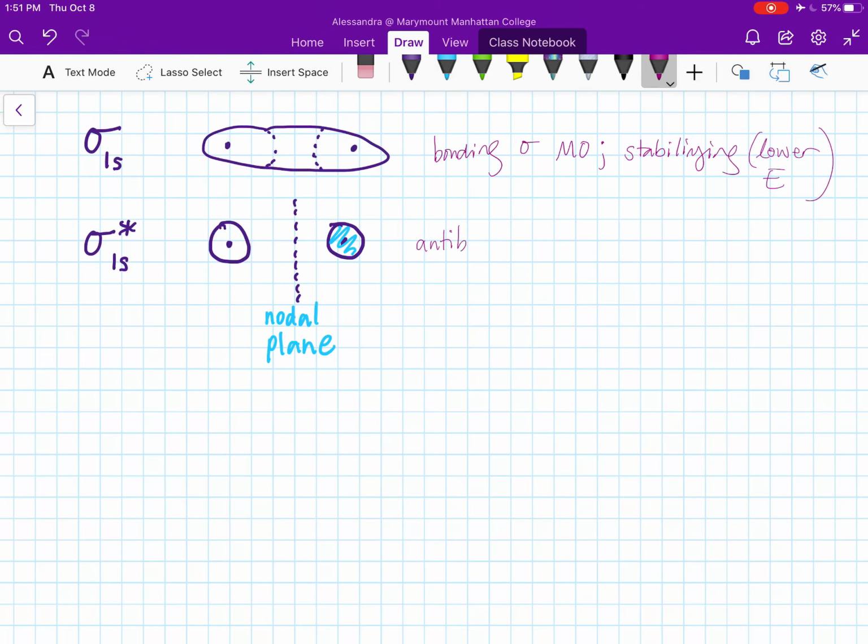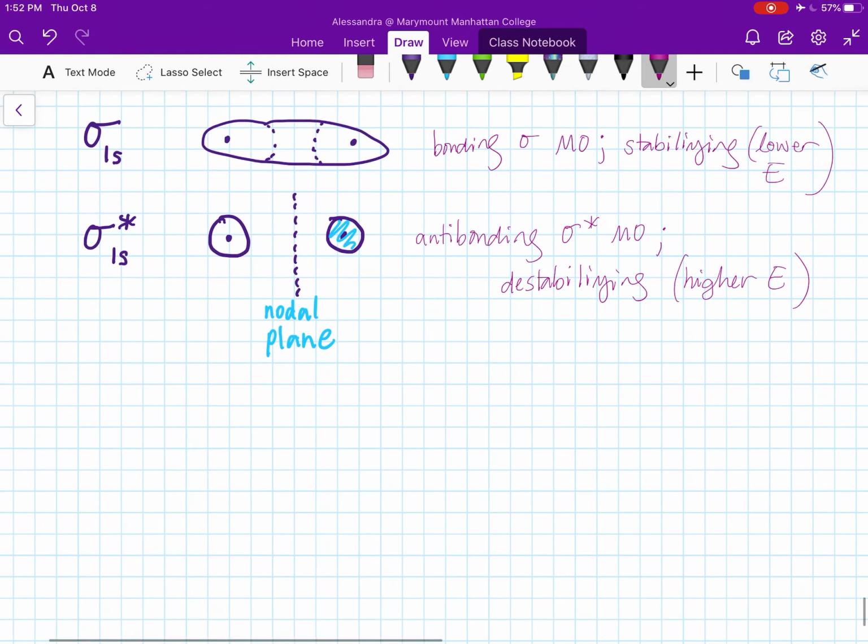And this antibonding interaction, we always denote with a star. So I'm going to call it sigma star. This antibonding sigma star molecular orbital is destabilizing. It is destabilizing to have that destructive interference, that node between the nuclei. So this is actually going to raise the energy compared with how the free atoms would be in their respective atomic orbitals. So we can represent that energy difference by drawing an orbital interaction diagram.